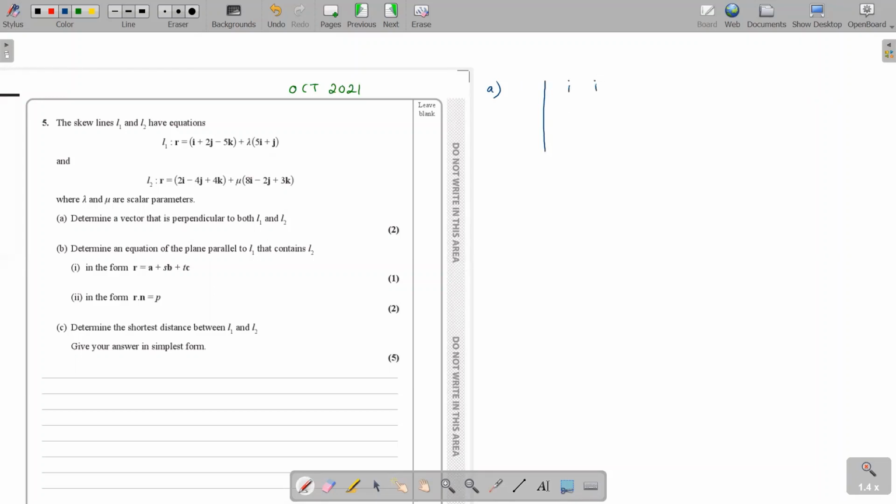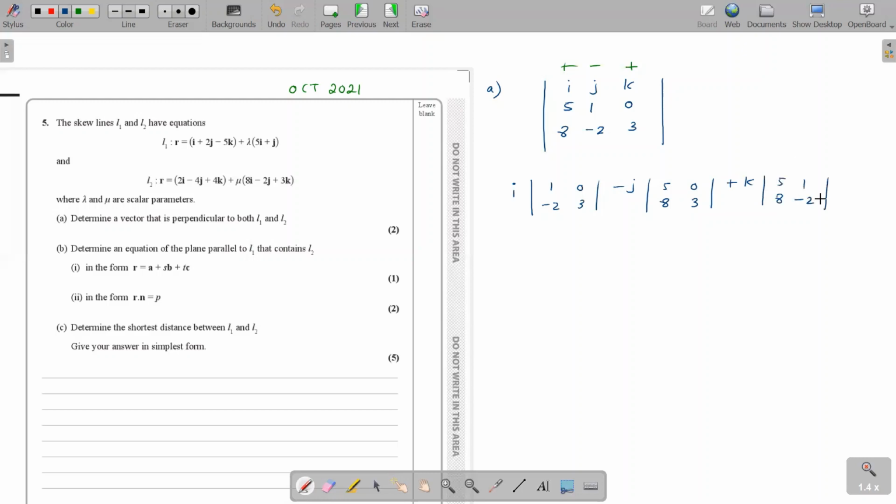So i, j, k, and the direction vector of the first line is 5i, 1j, 0k. And the other one, 8i minus 2j, 3k. Plus, minus, plus, and let's get the matrix. So let's get the answer. When I remove the row and column with i, it's 1, minus 2, 0, 3, minus j times 5, 8, 0, 3, plus k times 5, 8, 1, minus 2.